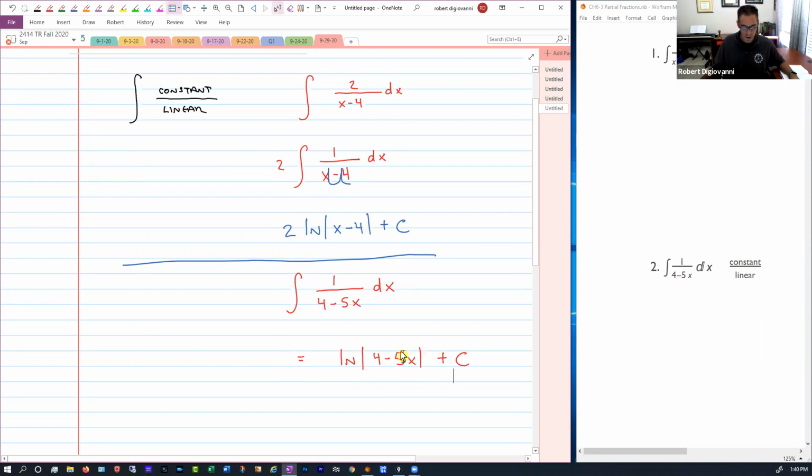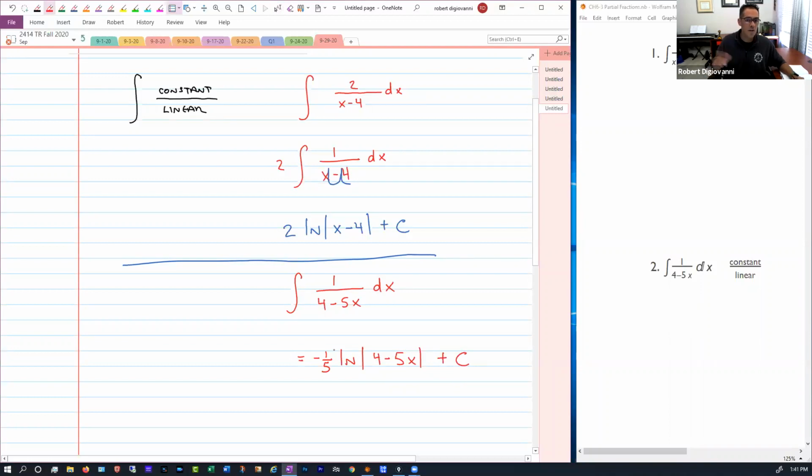Think about what the derivative of this would be. The constant minus 5. See this minus 5, right? Wouldn't that pop out in the chain rule? If you took the derivative of this, you get 1 over this, and then you get times the derivative of what's inside, you'd have a minus 5 out there, wouldn't you? You don't want that minus 5. So I'm going to have to scale this by minus 1/5.